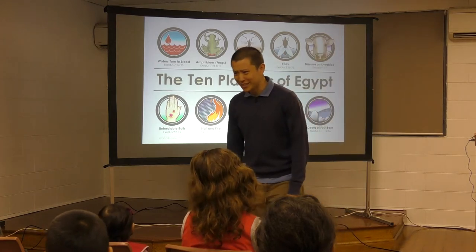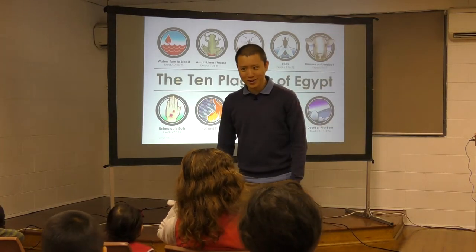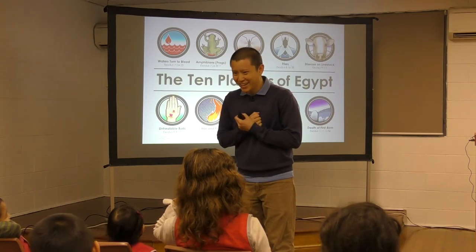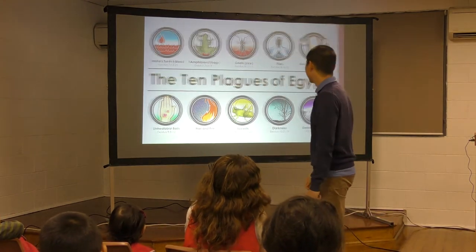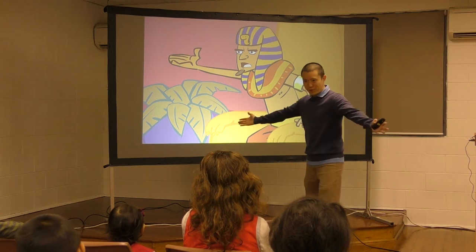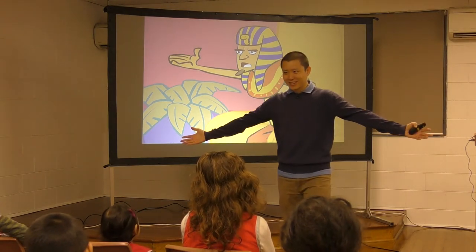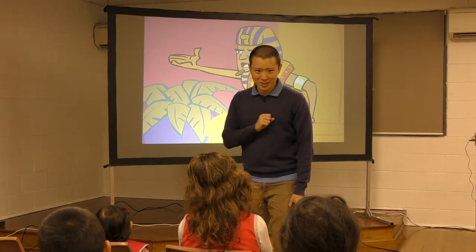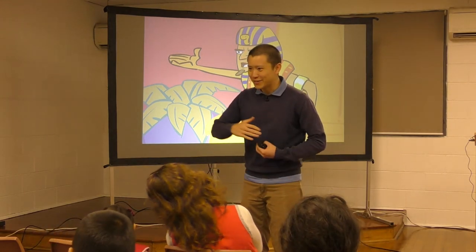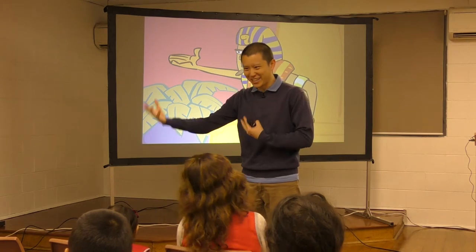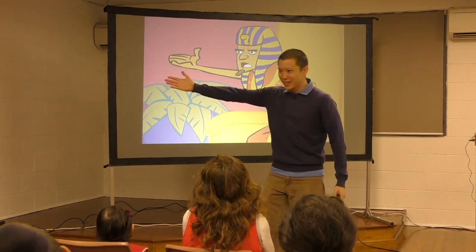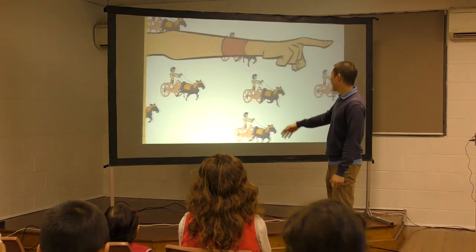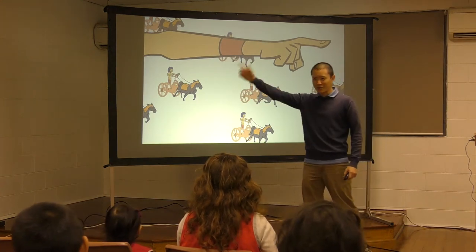But what was interesting is even after he let the people go, he still hardened his heart. So even after all the 10 plagues, Pharaoh's heart was still so hard that after he even let the people go, he changed his mind again. And he said, why did we let them go? And then he followed the Israelites when they left Egypt.